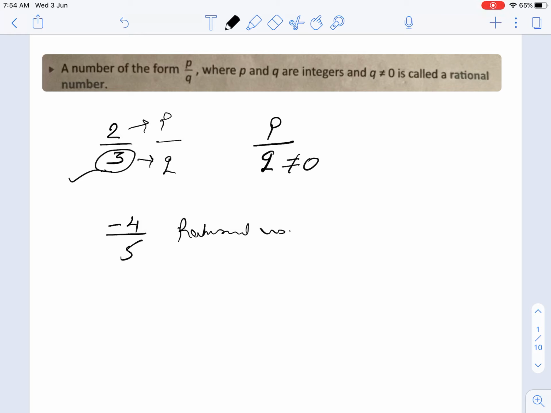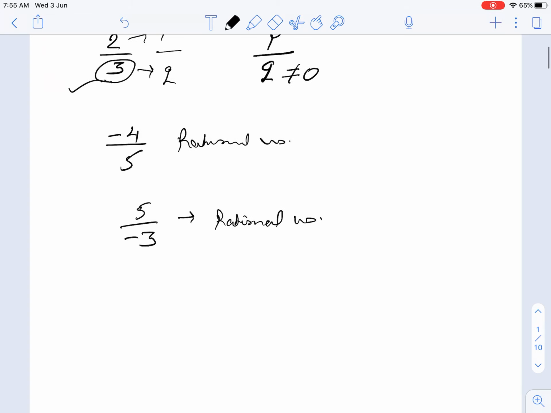Then we can write some more examples. Suppose we have a number 5 upon minus 3. Here the denominator is minus 3, but since it is not equal to 0, we can say that this number is also a rational number.